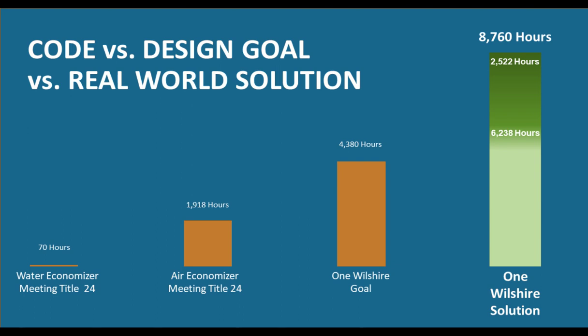The One Wilshire goal was much more ambitious at 4,380, which is half of the year. But the data air solution on the right actually exceeded all of these. In the design, we were able to hit 6,200 hours with full economizer. So that's the 67 degree water that they were able to provide to the CRACs, and the CRACs were able to utilize to match 100% of the load.